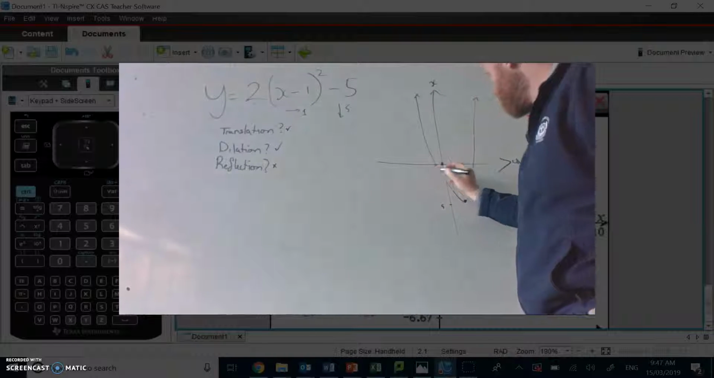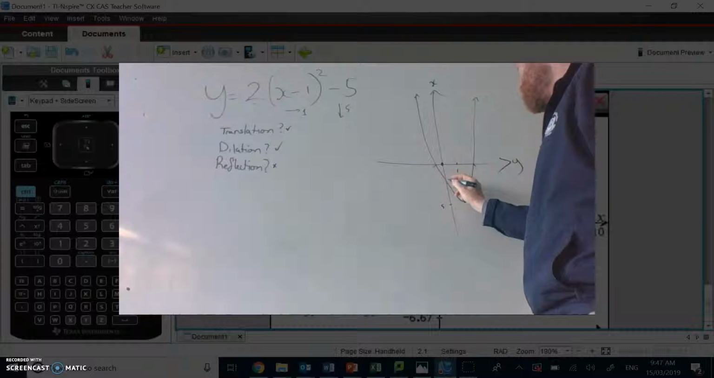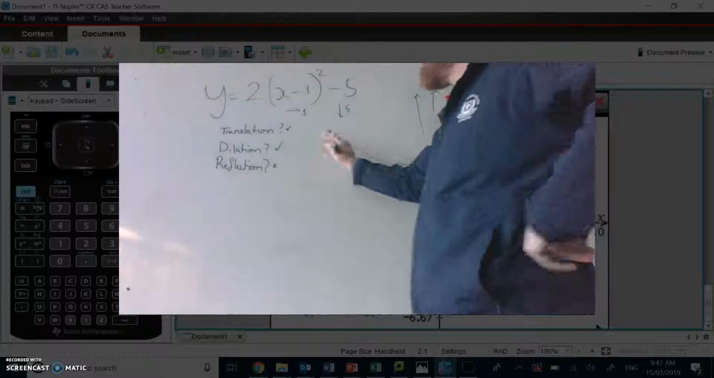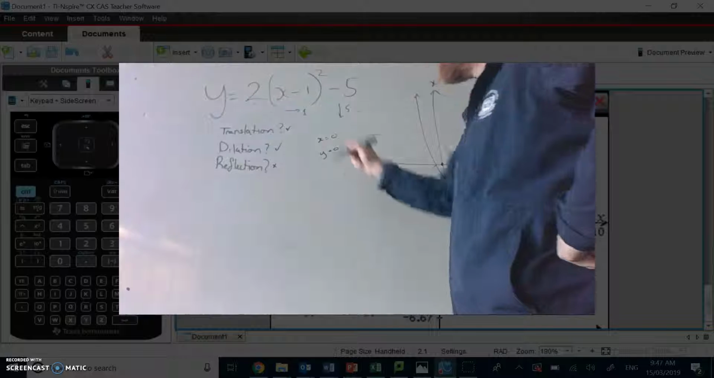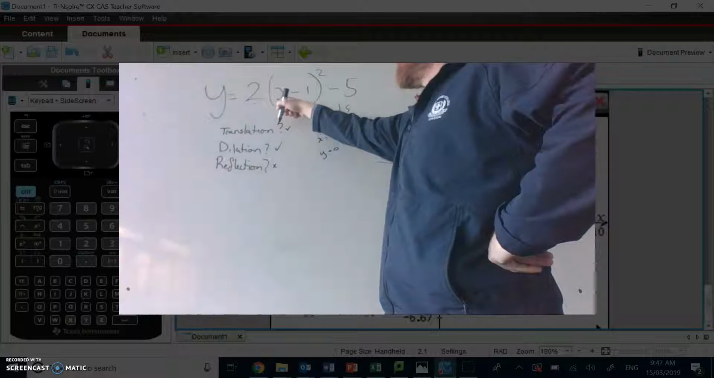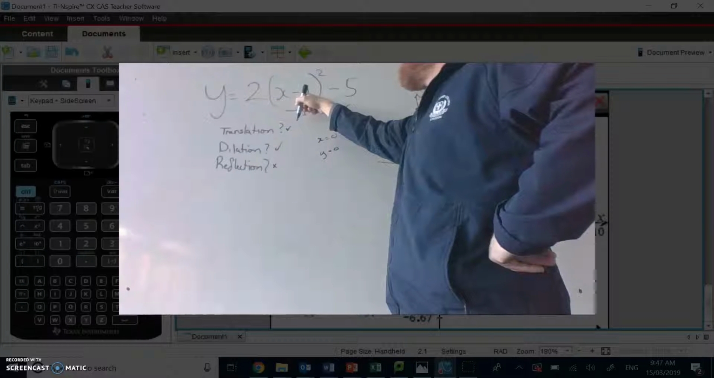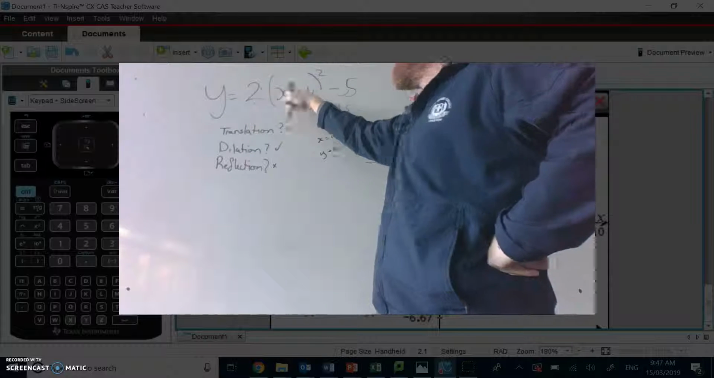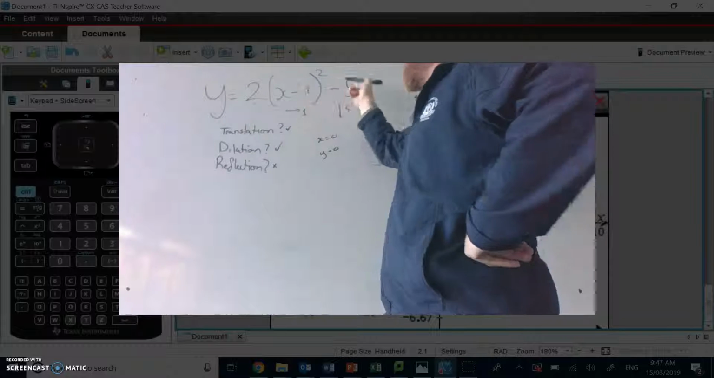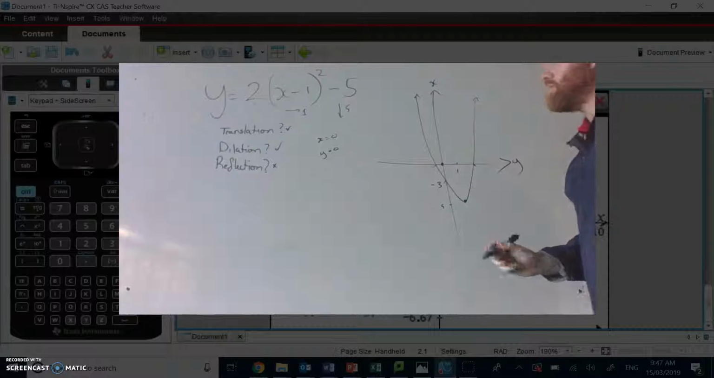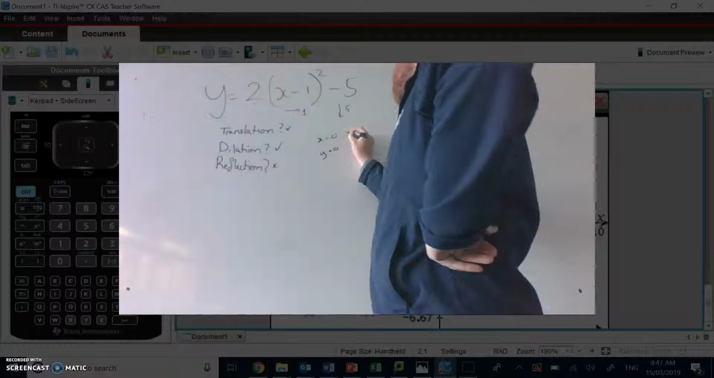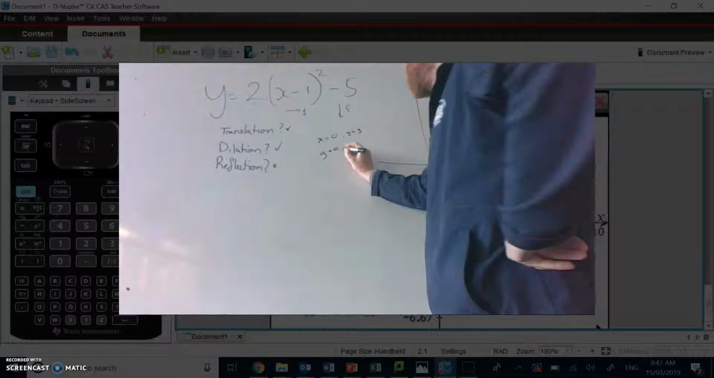We still should be graphing our x and y intercepts, and we do that the same way we've always done. x equals 0 and y equals 0. Make x equals 0, we get 1 squared is 1. 2 times 1 is 2. Take the 5 off, it's -3. If we make x equals 0, y equals -3.